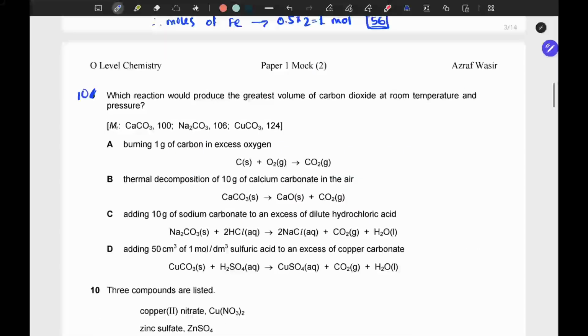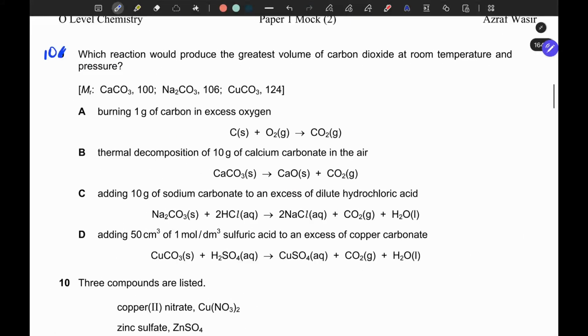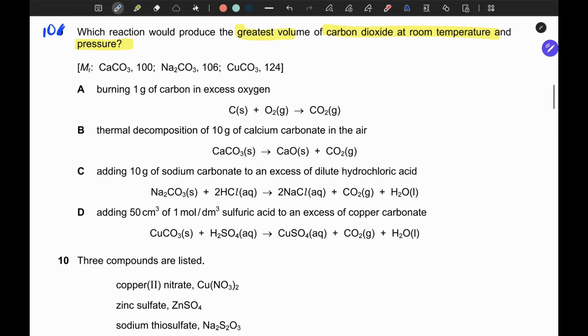All right. This one should be question 10. Which reaction would produce the greatest volume of carbon dioxide at room temperature and pressure? So we have multiple reactions over here. We'll have to go serially to check which one gets us to the answer. So, burning 1 gram of carbon in excess oxygen.